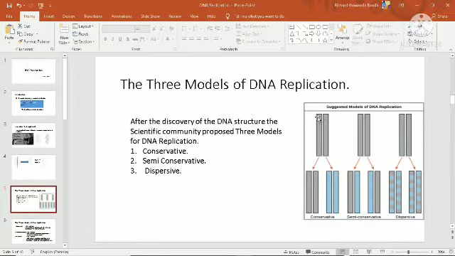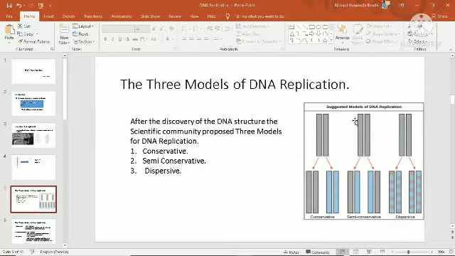So you have this double-stranded DNA. One of the models which they came up with was known as the conservative model. In the conservative model, the idea was that at the end of the replication, you have two DNA molecules. You have one which will contain the original strands, and then you have the other DNA molecule which will have two completely newly synthesized strands.